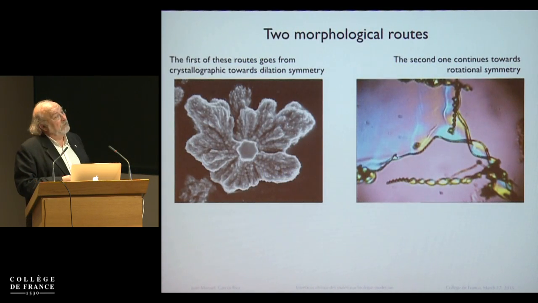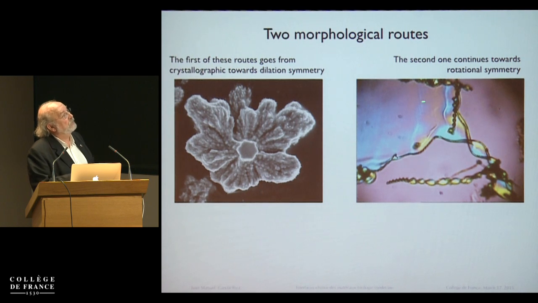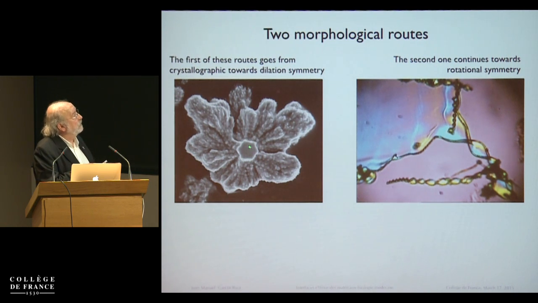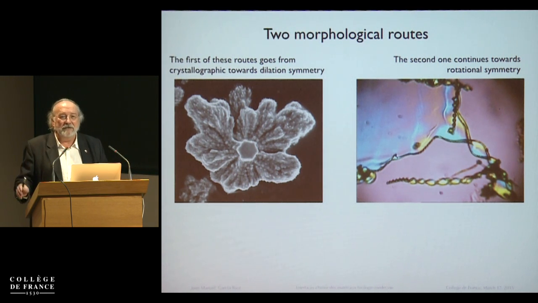Okay, there are two morphological routes for the biomorph. The first route is dilation symmetry, and the second route goes to rotational symmetry. In the first route, we always start with a single crystal. The first thing that forms is a single crystal, in this case of aragonite type structure. These are the pseudo-hexagonal twin of the aragonite structure. And a single crystal has the symmetry of the pure aragonite, right?